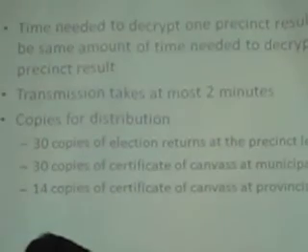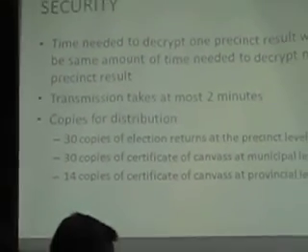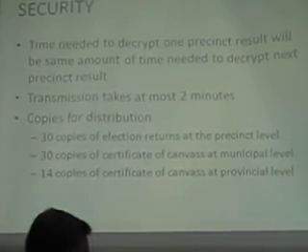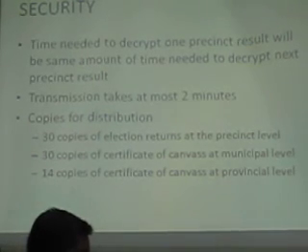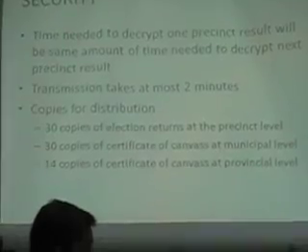Transmission takes at most 2 minutes, and this is done simultaneously. So at a particular time, there will be 1,000 machines sending data to the same server at the same time. The copies for distribution of the election returns: for the precinct level, there will be 30 copies of election returns. For the municipal or city level, there will be 30 copies of the certificate of canvass. And for the provincial level, there will be 40 copies of the certificate of canvass.